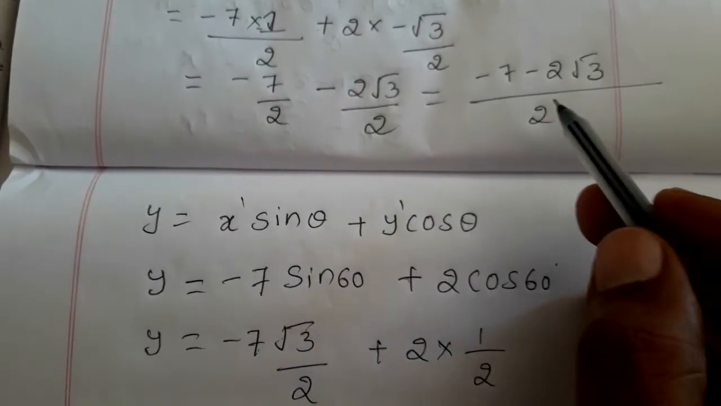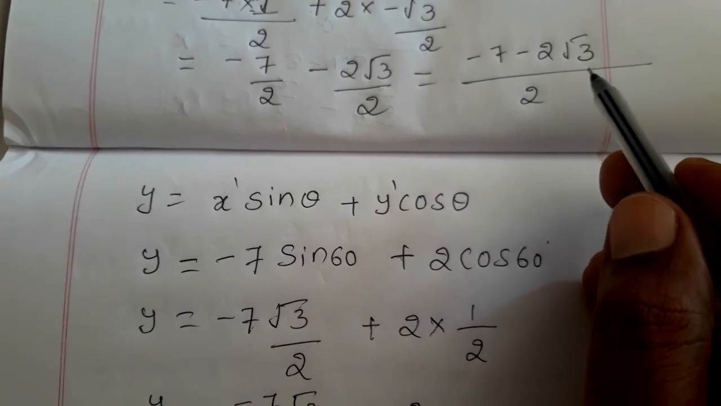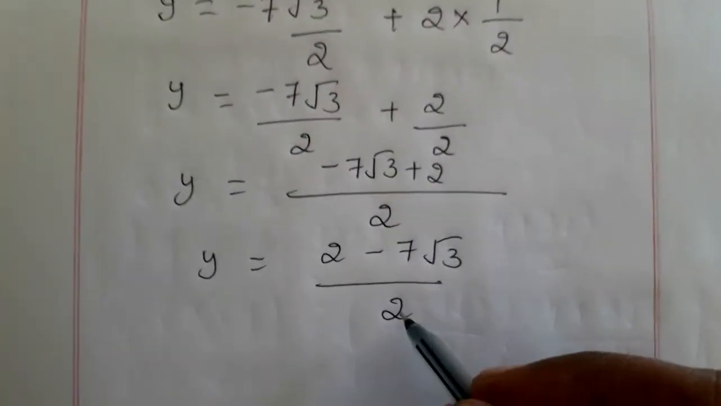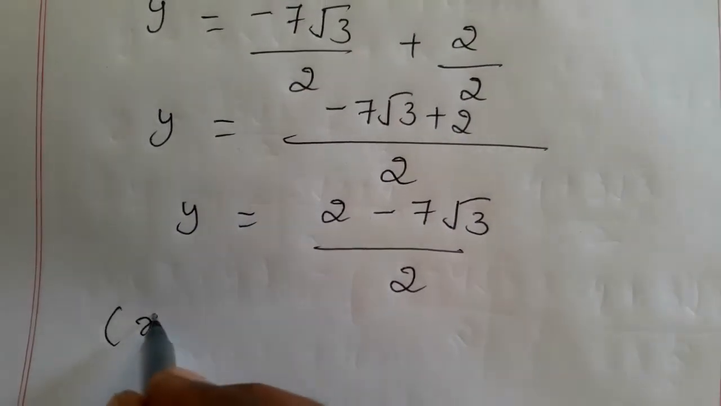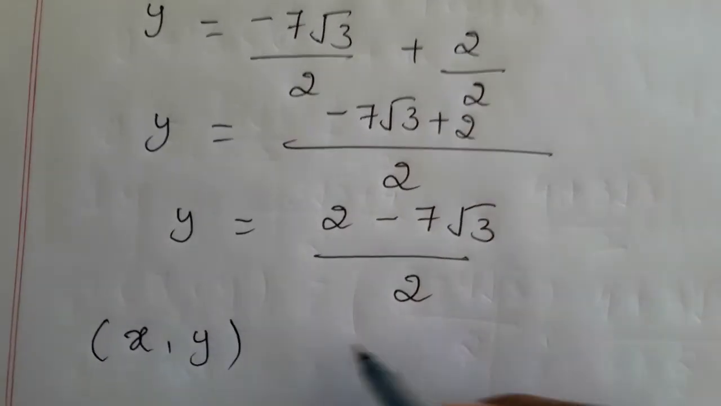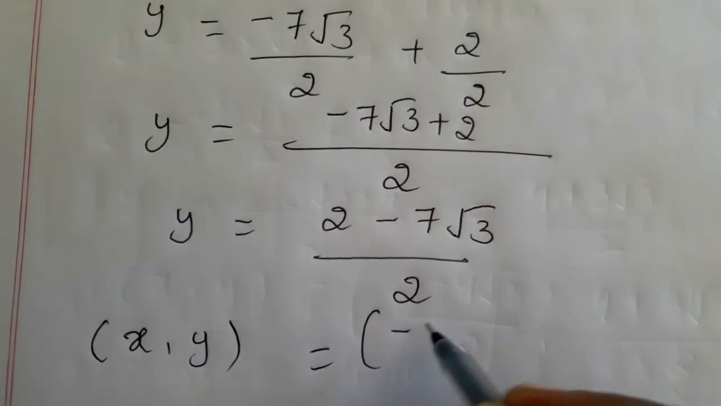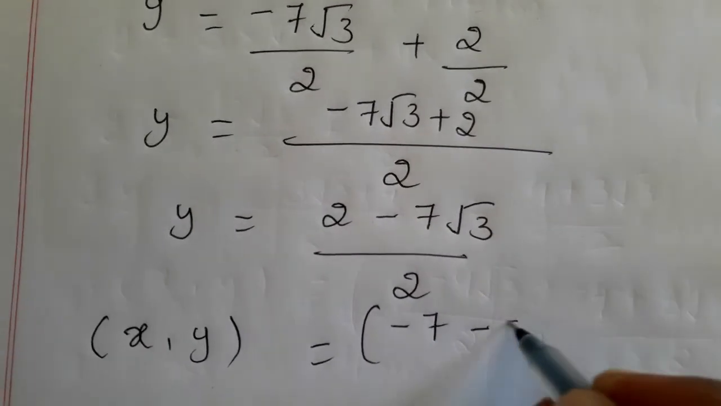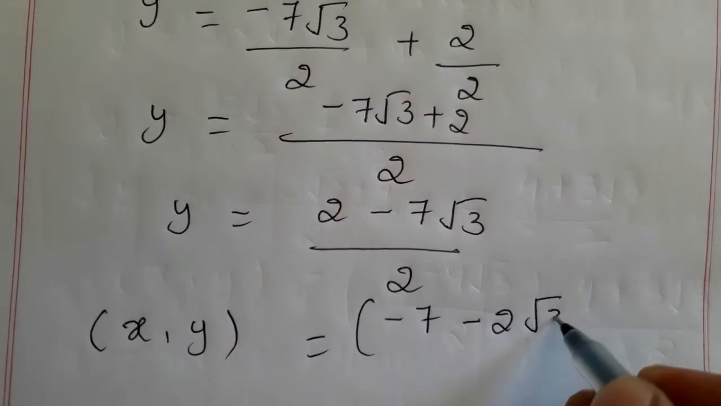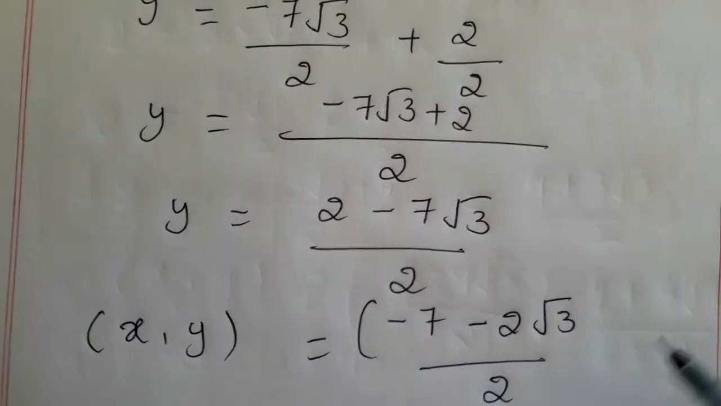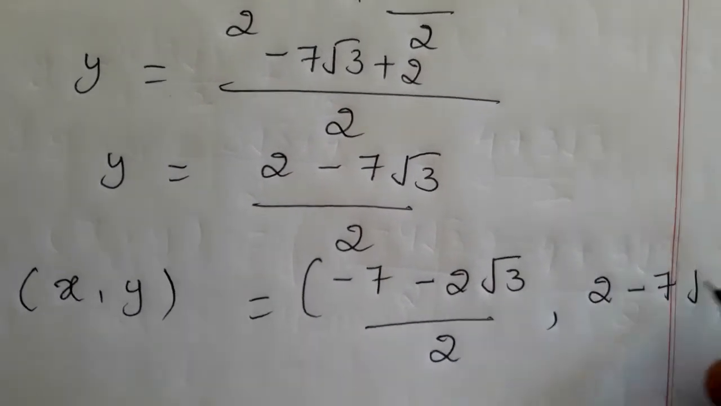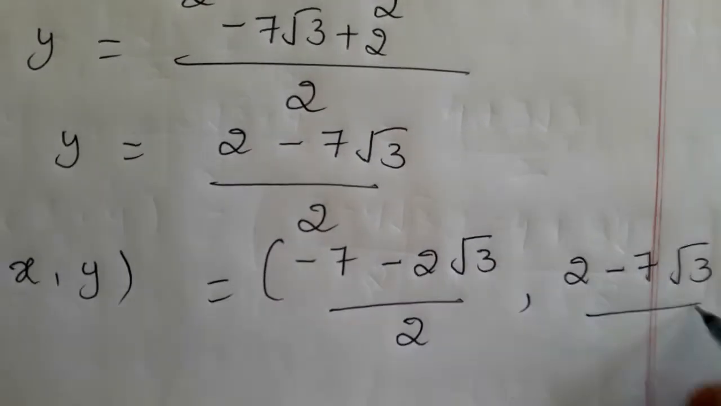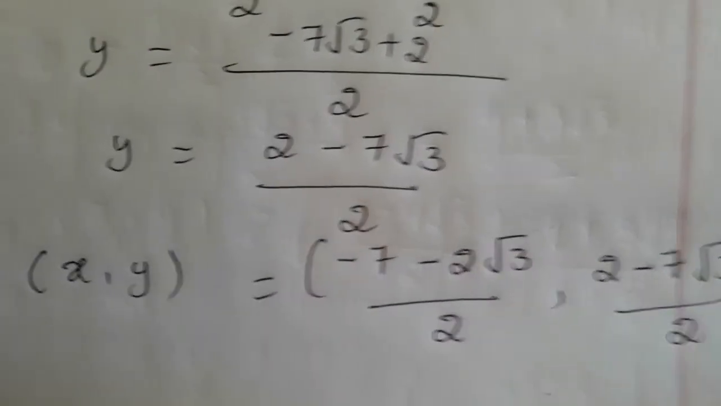So x value is minus 7 minus 2 times root 3 by 2. Y value is 2 minus 7 times root 3 by 2. Therefore original coordinates x comma y is equal to (minus 7 minus 2 times root 3 by 2, 2 minus 7 times root 3 by 2). So these are the original coordinates.